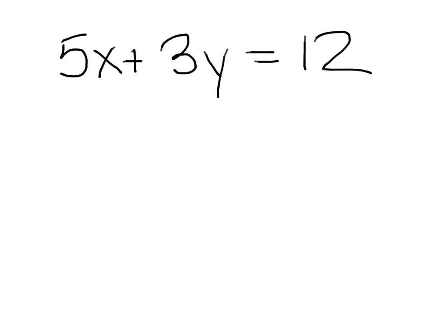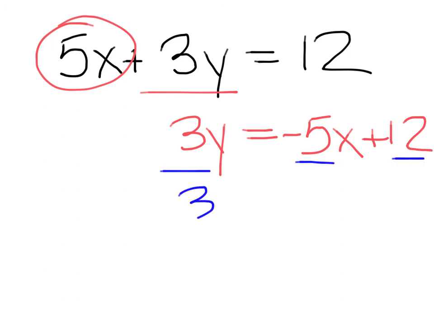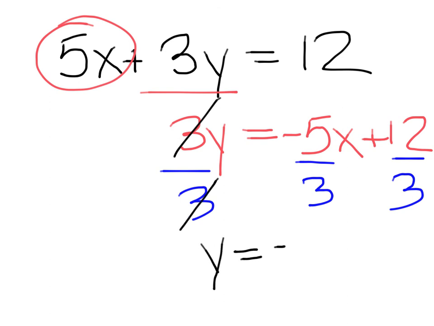If you're given 5x plus 3y equals 12, and you want to graph this, you must be able to put it into slope-intercept form so you can find the y-intercept and the slope. You want to get the y by itself. There is 3y. Leave it. Move this to the right, change the sign. And then divide everything by the number that is with the y. The 3's cancel out. Y equals negative 5/3 x plus 4.